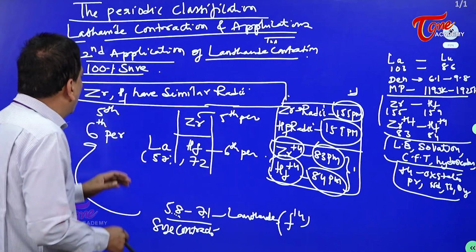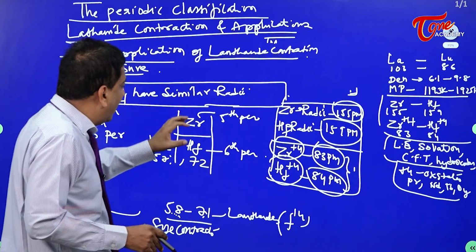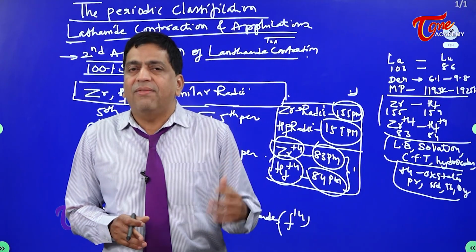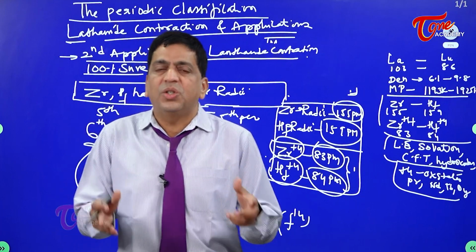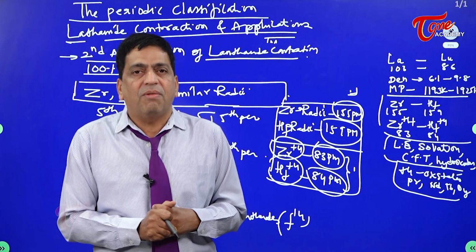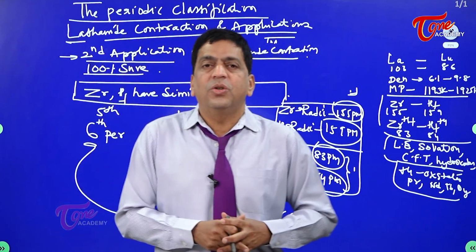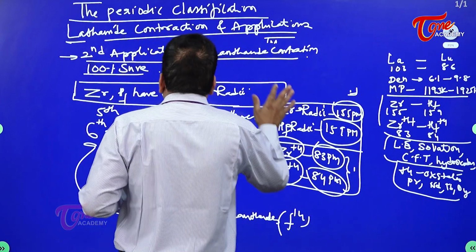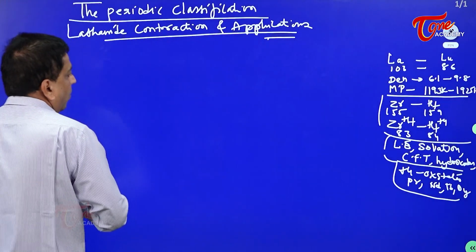So zirconium and hafnium have similar radii, zirconium belonging to the 5th period and hafnium belonging to the corresponding 6th period without any difference in sizes, and that is because of lanthanoid contraction. You must understand that, right? That is one point. Then coming to the other application, watch carefully here.